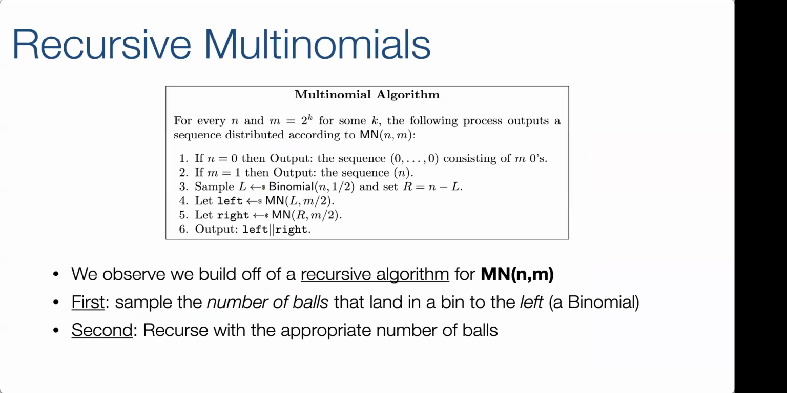I'll visualize it on the next slide, but this is the pseudocode for it. On line 3, you can see we're sampling a binomial. I am basically asking how many balls land in the first half of the bins. That's what L is. So I sample a binomial and say, okay, balls 0 through L are in the first half, and the remaining ones are in the right half. And then I just recurse on both halves. I have L on the left and R on the right, and I sample those respectively.